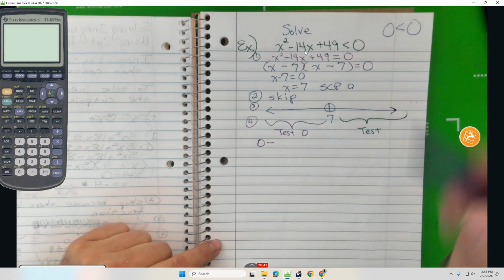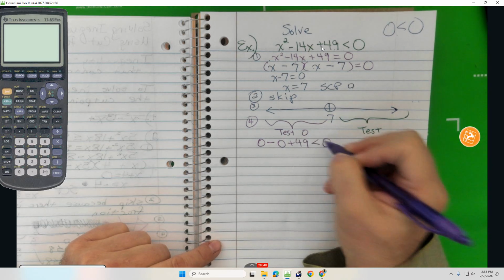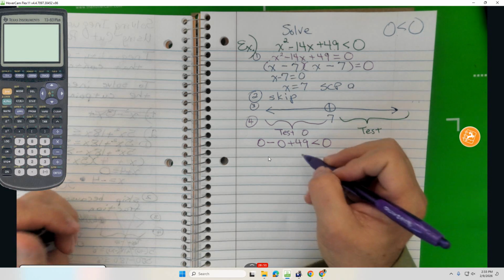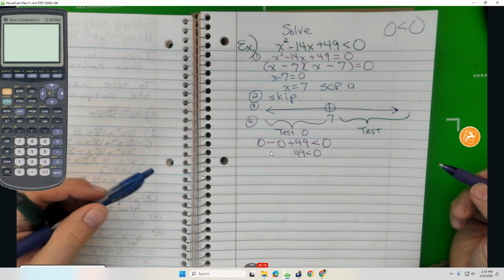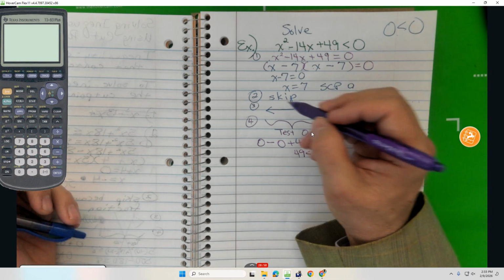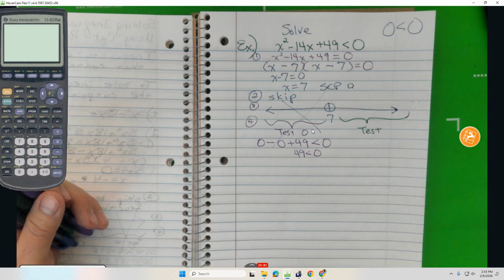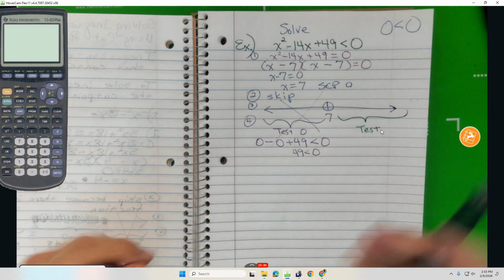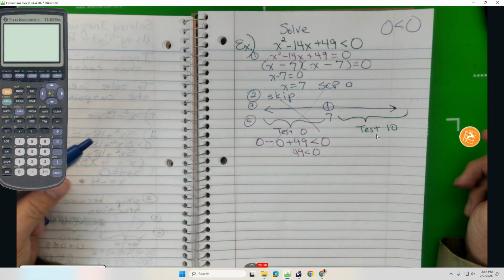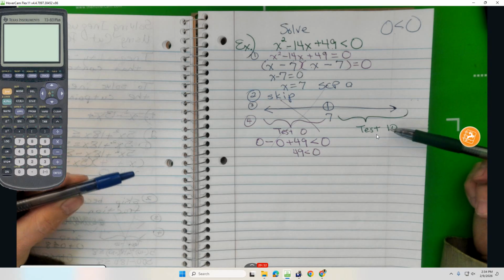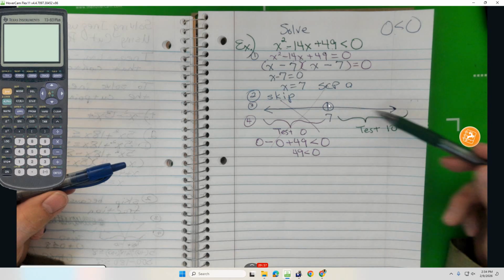minus 14 times 0 is 0, plus 49 is less than 0. That reduces to 49 is less than 0. True or false? False, so we cross out the interval to the left of 7. Now, what did I say we were going to test over here? 10. If you want to do 8 or 9, we'll still get the same result at the end. It's impossible for me to say shade and you say cross out, and we're both correct. It doesn't matter which number you test.